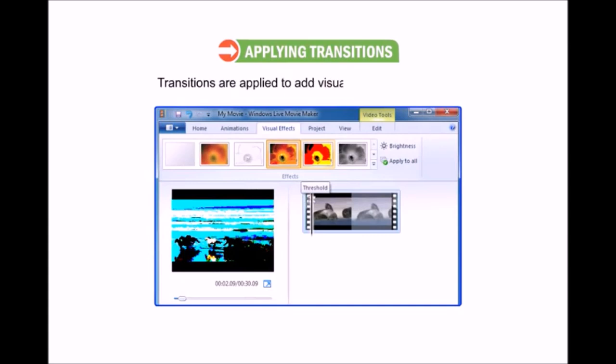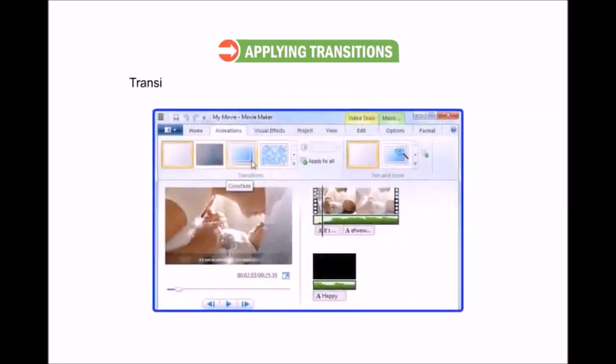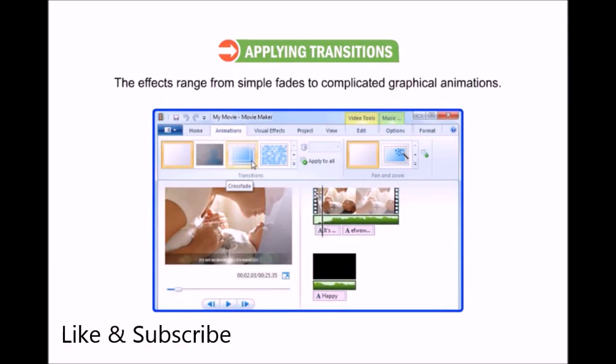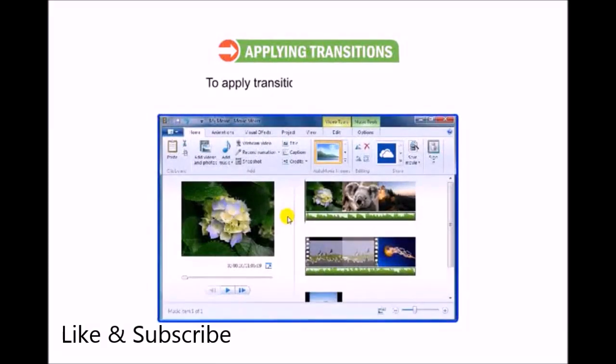Now let us talk about applying transitions. Transitions are applied to add visual effects to the movie. They are used to add connectivity to the consecutive scenes of a movie. Transitions can be added between two images, video clips, or titles. The effects range from simple fades to complicated graphical animations. To apply transitions, follow these steps.